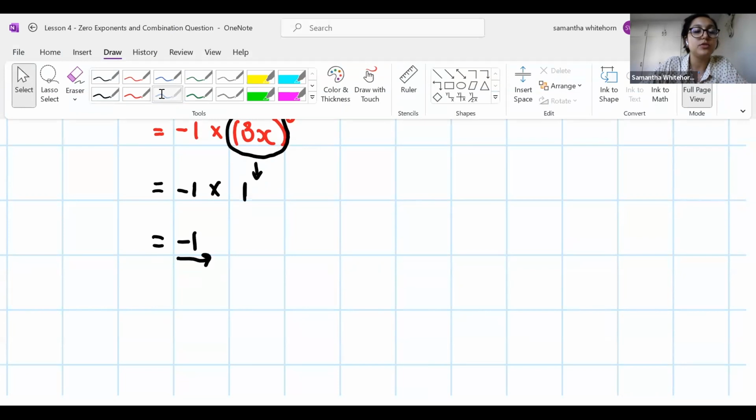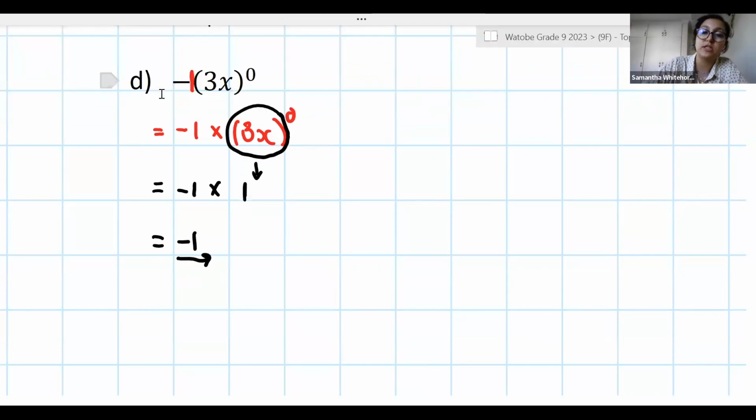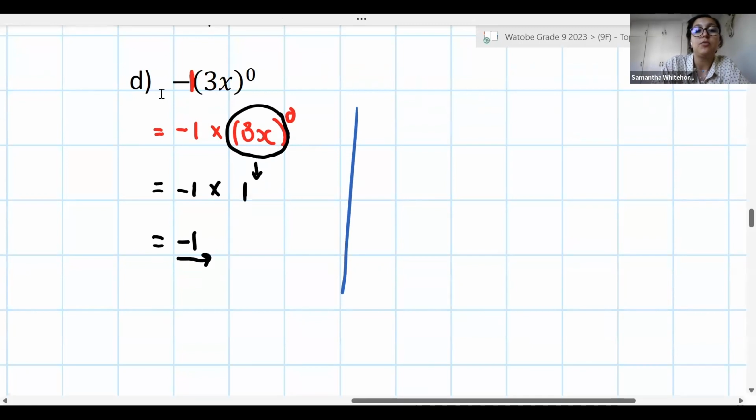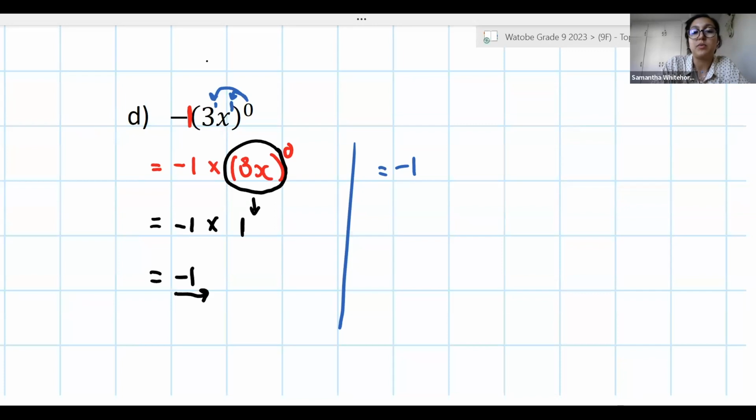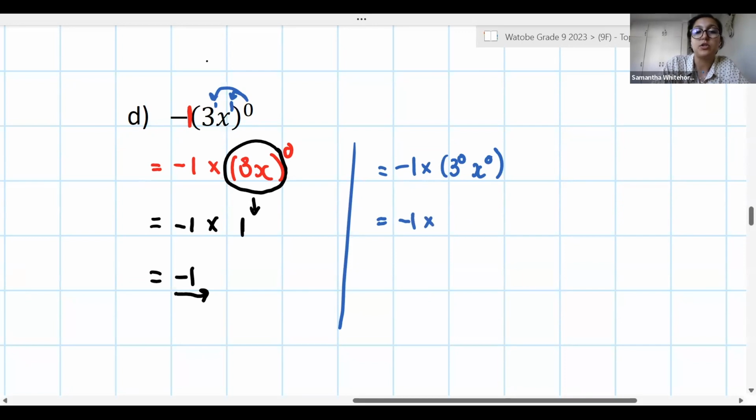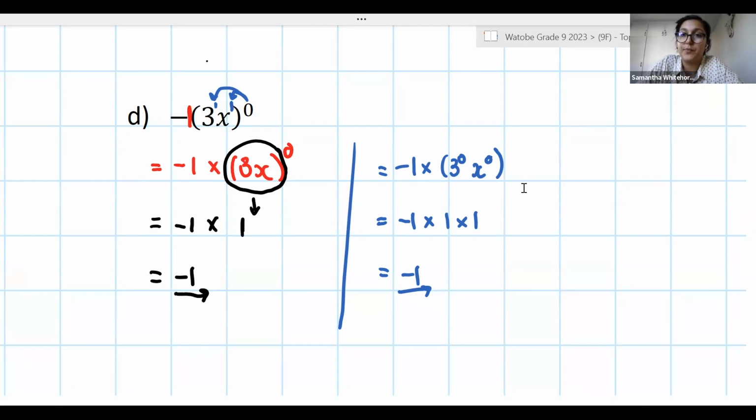If you don't feel comfortable just going straight to the 1 from the 3x to the power of 0, remember, you can always distribute. So what we can do is we can distribute this power of 0 to the exponent of x and to the exponent of 3, which means we would have -1 times 3 to the power 0, x to the power 0. And then we know that everything to the power of 0 is 1. And so what you actually have is -1 times 1 times 1, which still gives you -1. So you can do it in different ways. You need to decide what makes sense for you.